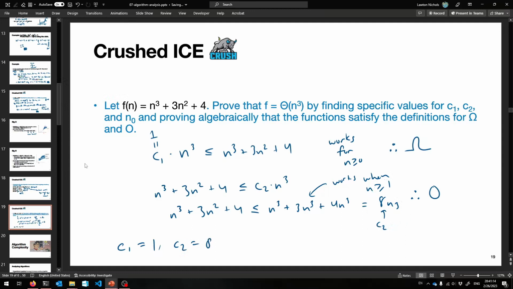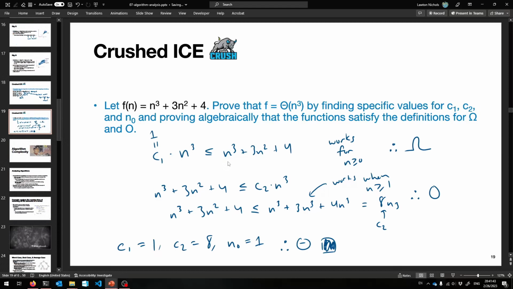And many different values work, by the way. These are just the ones that it's easiest to show. And then our n naught, that this is always going to work for, well, it's got to be bigger than or equal to 0, and it's got to be bigger than or equal to 1, so we'll just pick 1, the bigger of the two. So the n naught for both of them, just choose that to be 1, and therefore the whole thing is big theta of n cubed, QED. Does that make sense? I hope that's what you got.